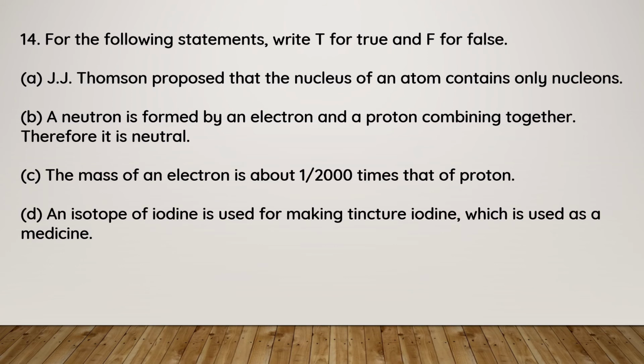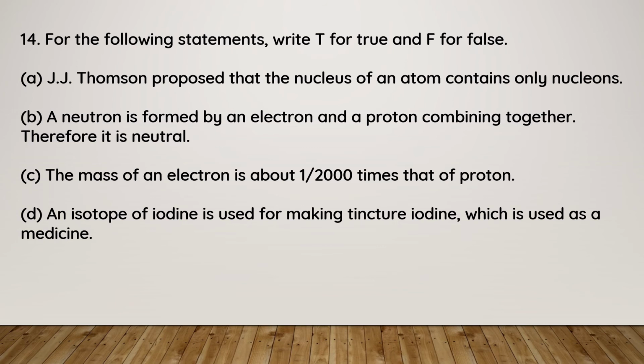14th one, for the following statements write T for true and F for false. First one, J.J. Thomson proposed that the nucleus of an atom contains only nucleons. And what are nucleons? The particles present in the nucleus, that is proton and neutron. They are called nucleons.